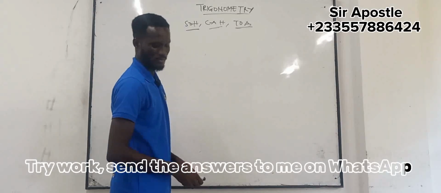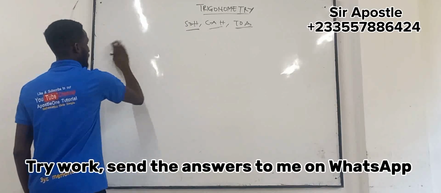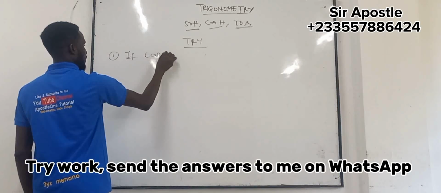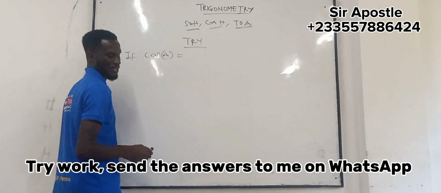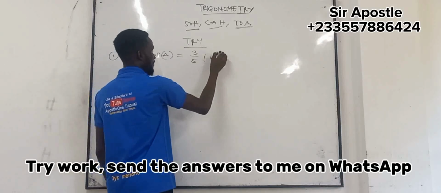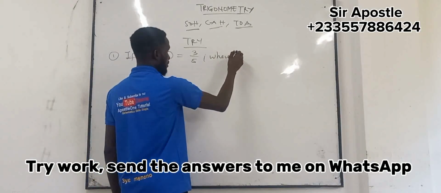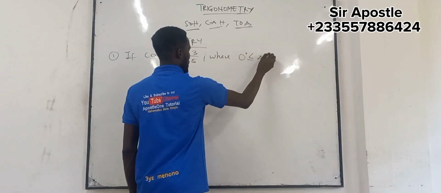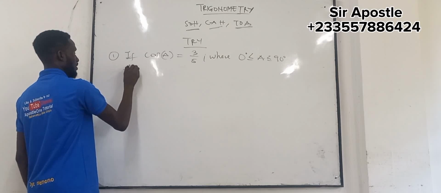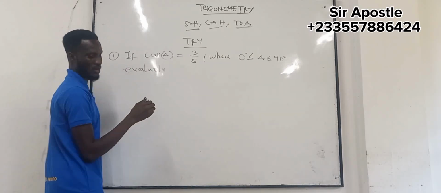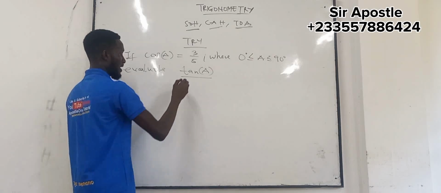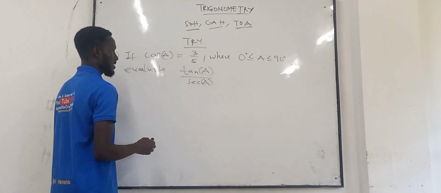Now, question 1. If cos A is equal to 3 out of 5, where the angle A is between 0 and 90, evaluate tan A divided by sec A. So this question is very simple.